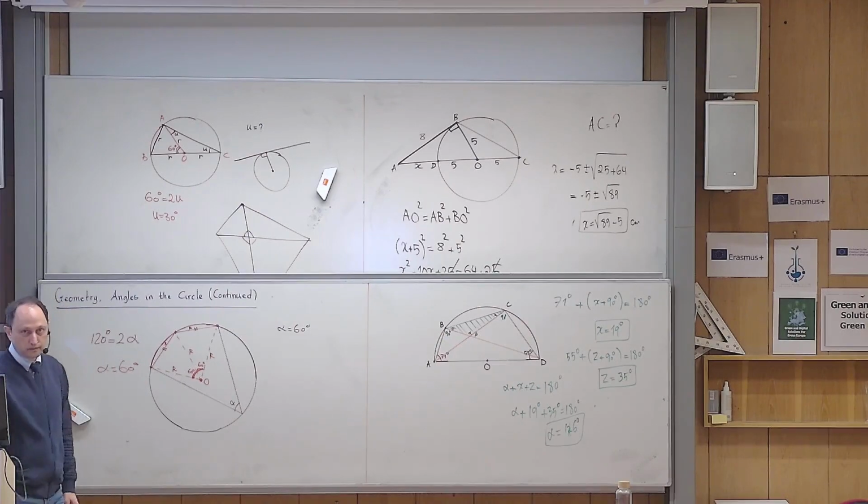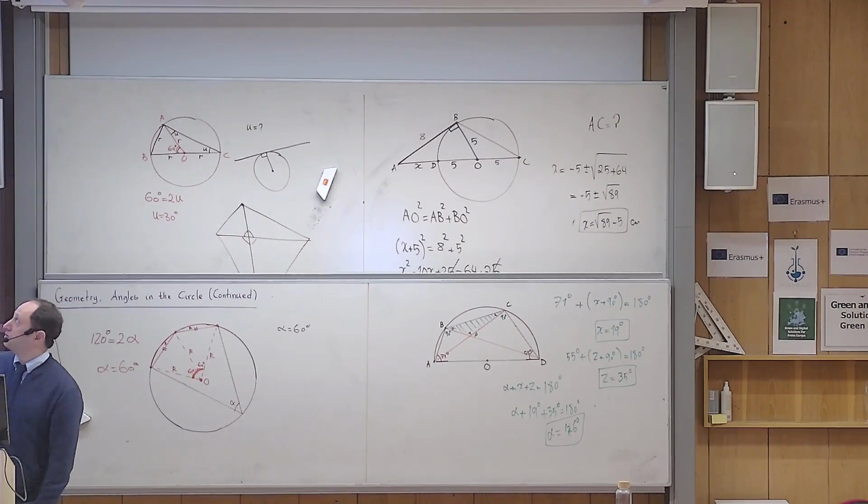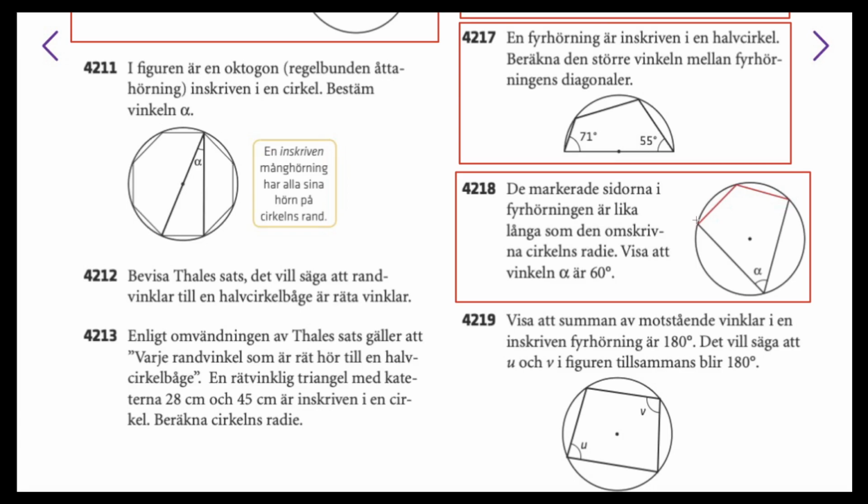60. So, I mean, from these problems, I think problem 4217 was the only one which was really a level 3 problem. Yes? See, it was very simple. It was not hard. Any questions?